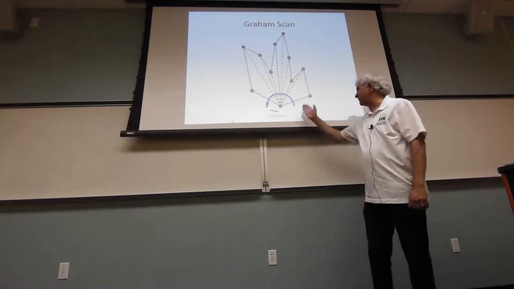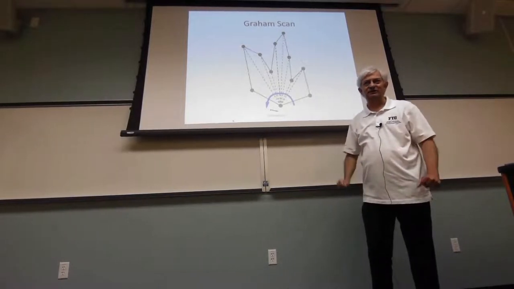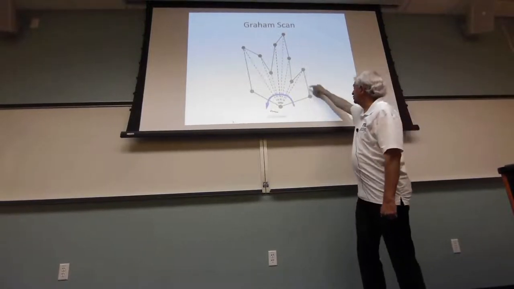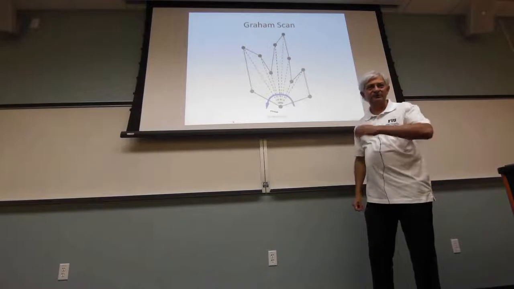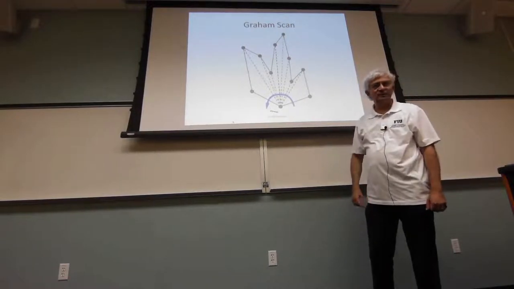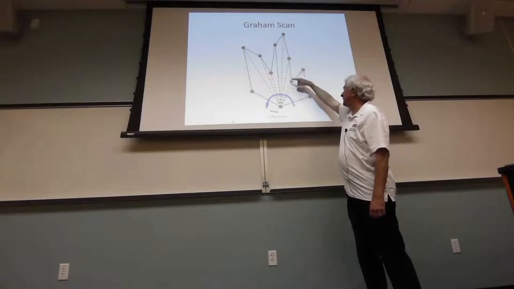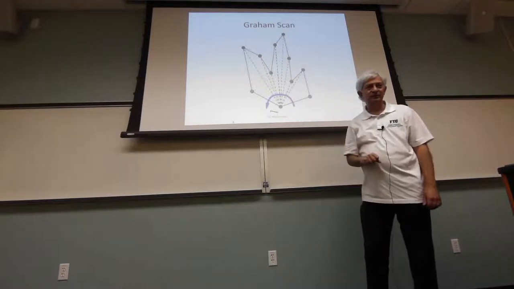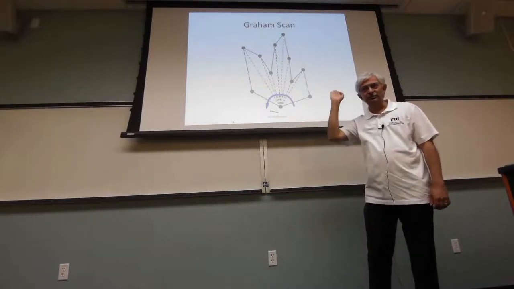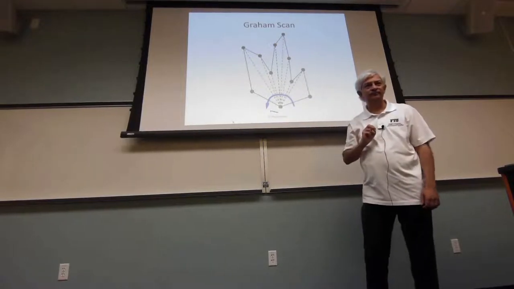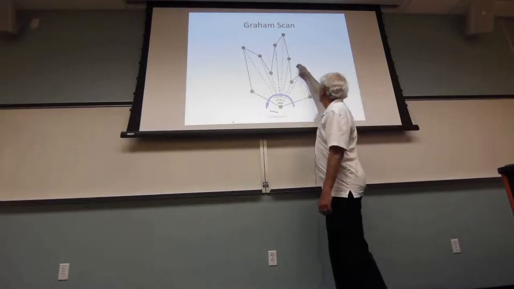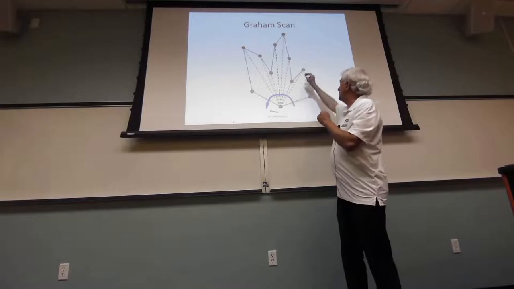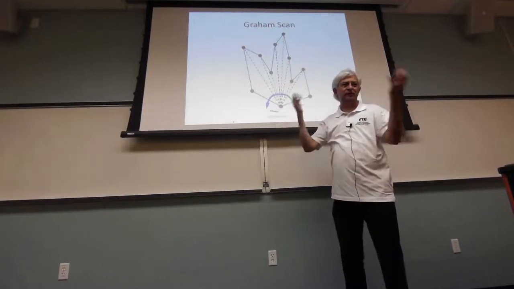Well, the first time around, it's obvious it is going to be a left turn. Nothing surprising about that. So I'm going to keep that. Then he goes 2, 3, 4 and checks if it's a left turn. And 2, 3, 4 is a left turn, so he's going to keep that also. Then he does 3, 4, 5. And this time, it's a right turn, so you get rid of 4. So now he's going to connect 3 with 5, which means 4 is gone. 4 is in the interior of the convex hull, right? Now he does 3, 5, 6, because 4 is not there anymore.